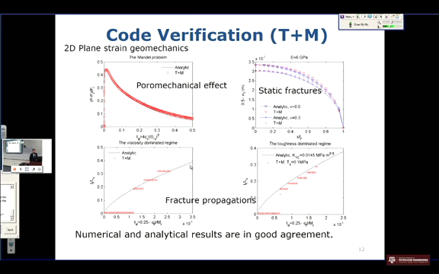test cases for the viscosity dominant and toughness dominant fracture propagation. And vertical axis is the fracture length, and horizontal axis is dimensionless time. And as you can see, for the 4 test cases, numerical solution and analytical solutions are in good agreement.